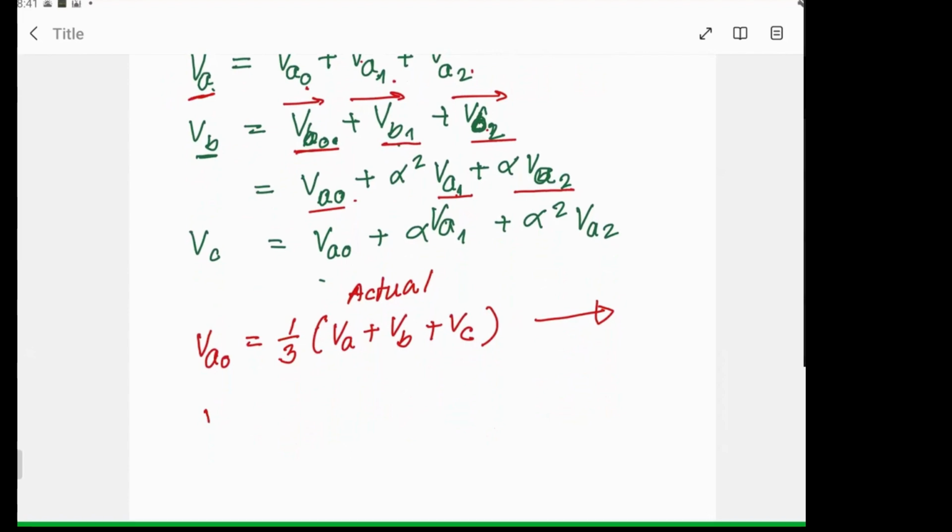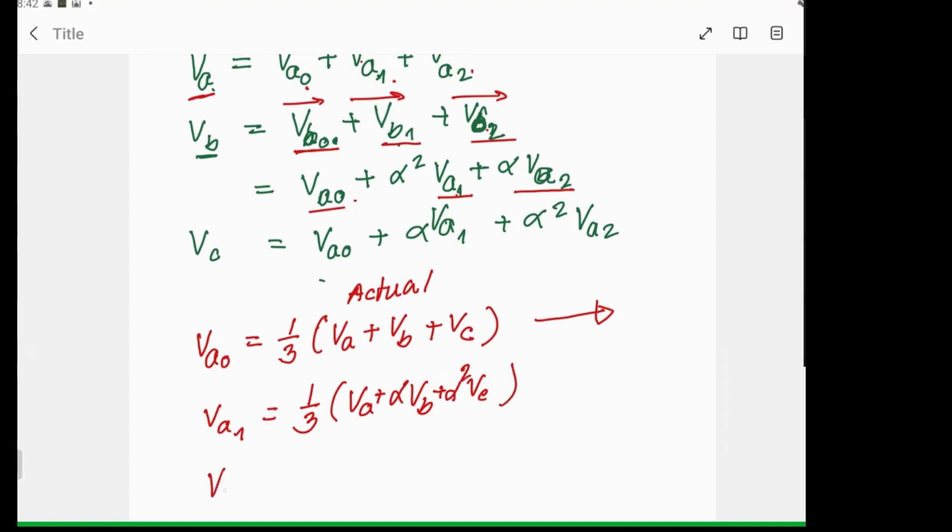But we can find out A0 and A1 with this formula. VA0 equals 1/3 (VA + VB + VC). Sorry, these would be phasors, so the angle should be considered. So this one will have alpha and alpha square.